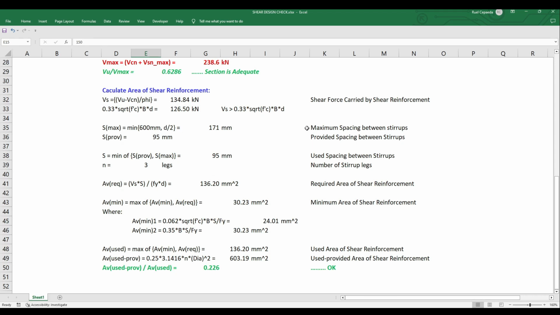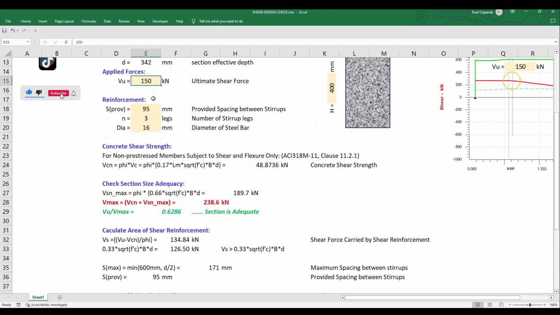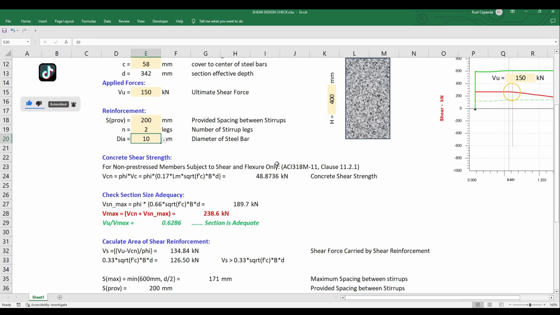Of course, we need to check the maximum spacing between the stirrups as per the requirement of the code. It is the minimum of 600 and d over 2. So this is 171 as the minimum, so d over 2. Then there is the provided spacing between the stirrups in our input data here. Let's say this is 200, then two-legged stirrup, of course. Let's use 10.